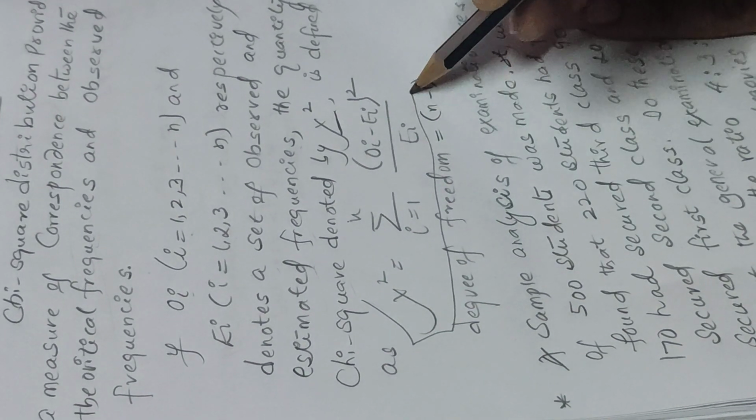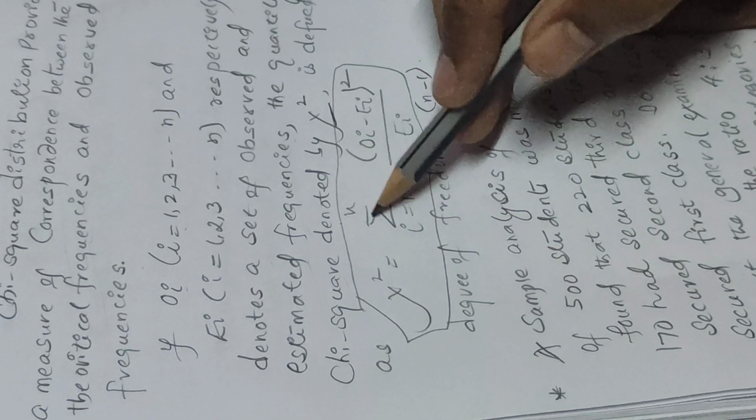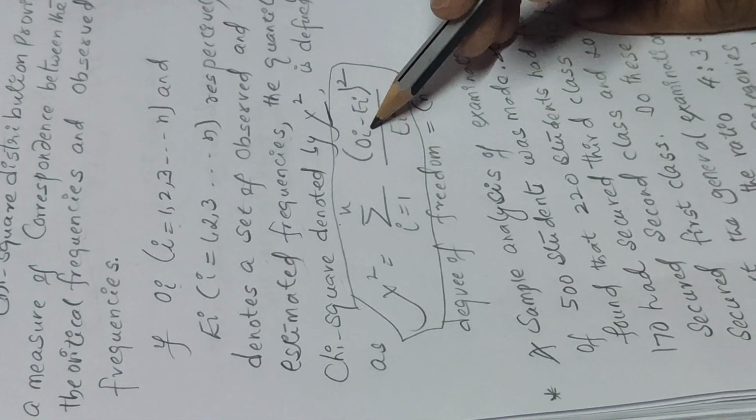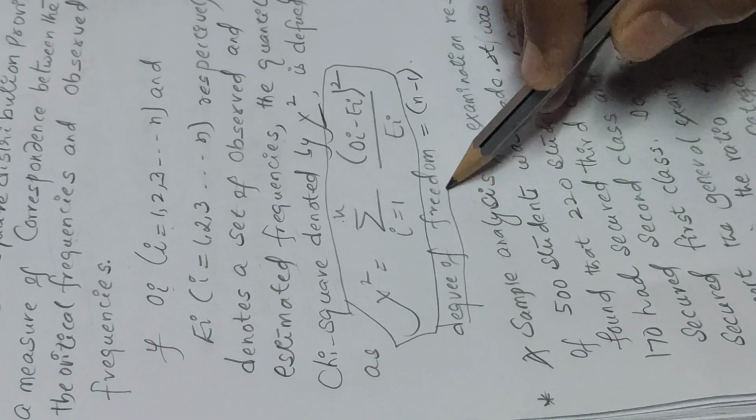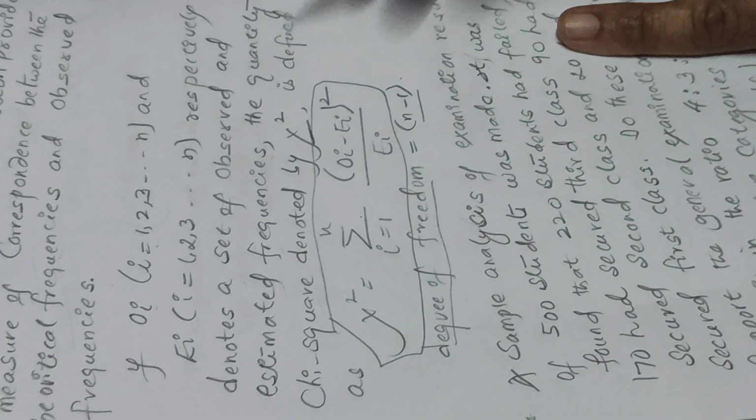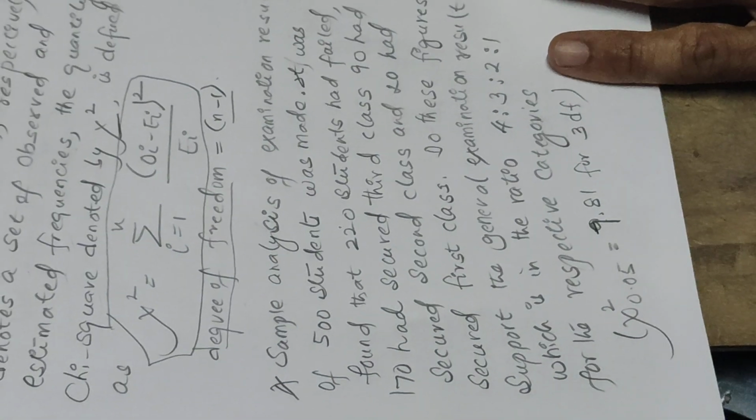Chisquare is equal to summation over i from 1 to n of (y_i minus e_i) whole square by e_i, and the degree of freedom is given as n minus 1. So I'll discuss some examples.